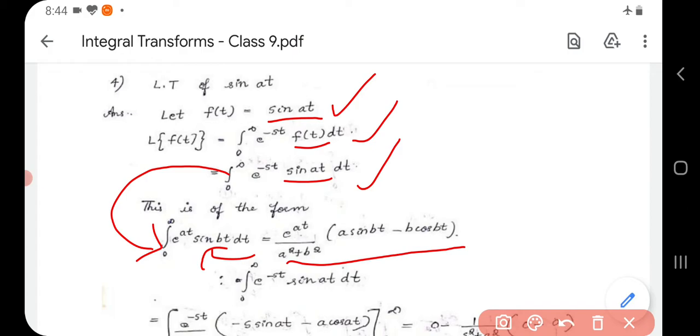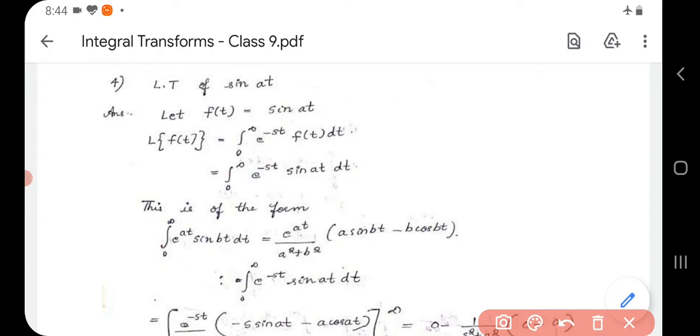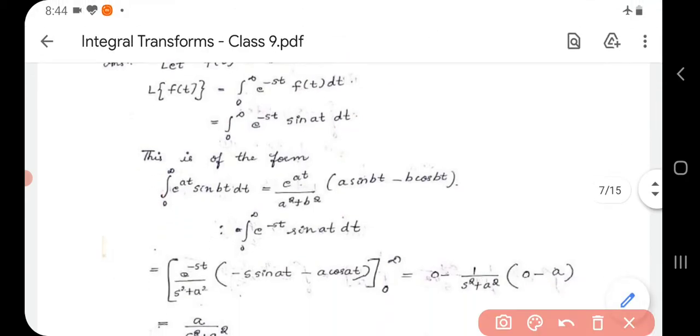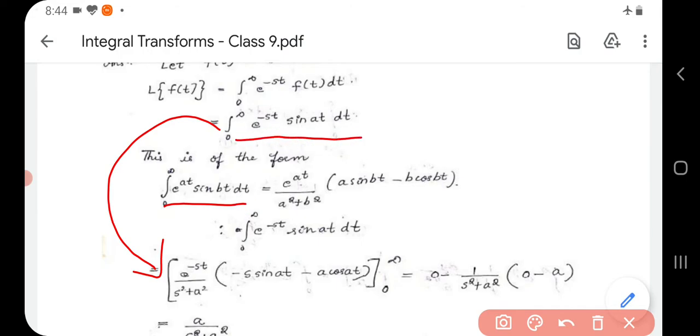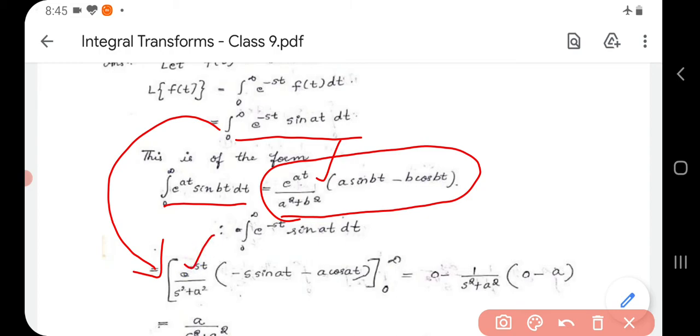Similarly, by comparing this one with this one, you can write this one as this one. That is, just compare these two. In place of a you have minus s, and in place of b you have a. So just make the substitution in this formula. That is, e raised to at will be e raised to minus st, because in place of a you have minus s, right?